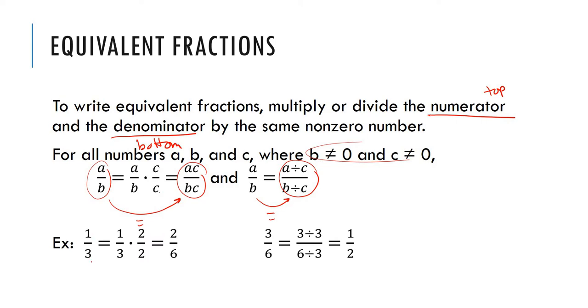So here's one example. If I start with 1/3 and I multiply it by 2/2, in other words, multiply the top by 2 and multiply the bottom by 2, when I get my answer, 1 times 2 is 2, 3 times 2 is 6, this fraction is equivalent to 1/3. The same way I can take a fraction like 3/6. If I divide the top by 3 and divide the bottom by 3, 3 divided by 3 is 1, 6 divided by 3 is 2, and I get 1/2. Those are equivalent fractions. So let's try one.